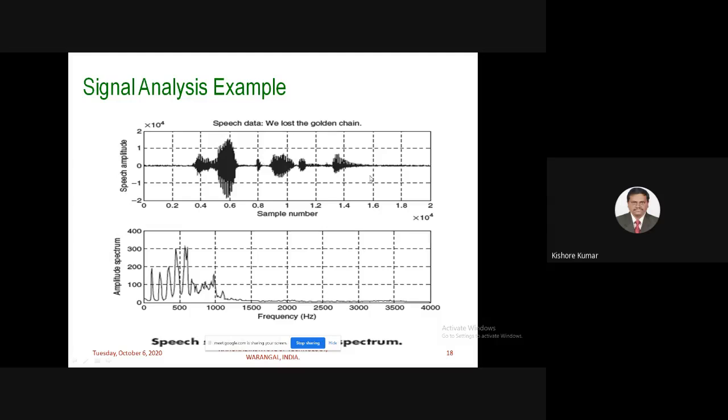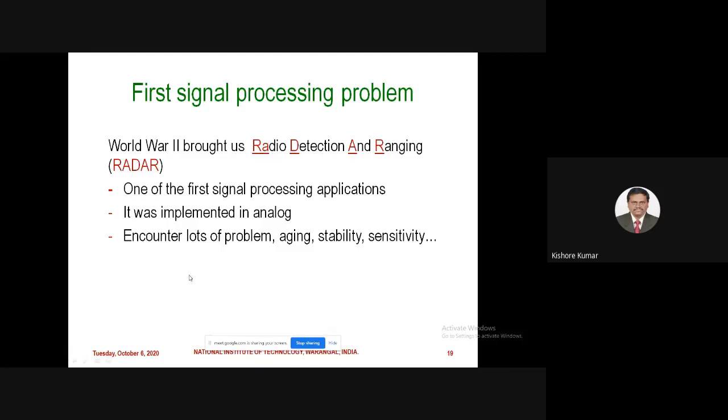This is one example, signal spectral analysis, and how we can represent it. This is the speech data, and this is the spectrum of that speech. Coming to the history of signal processing, it started in World War II with radio detection and ranging, radar. It is one of the first signal processing applications.